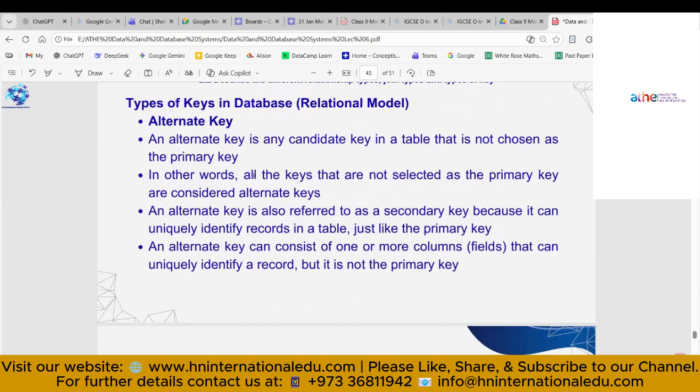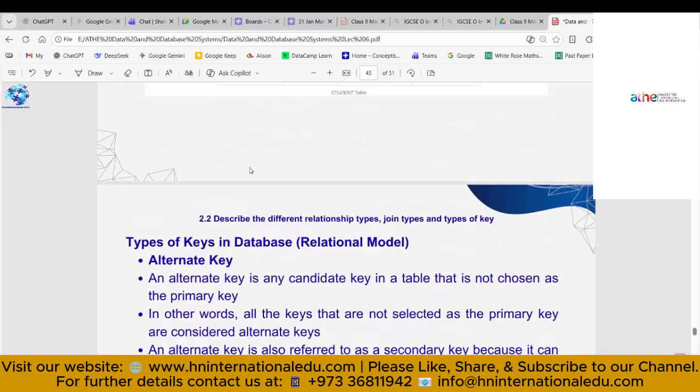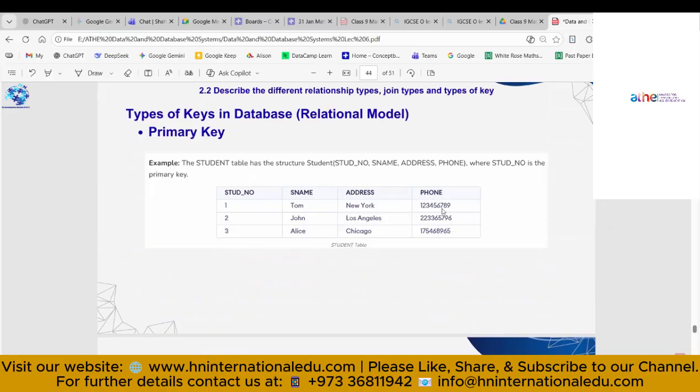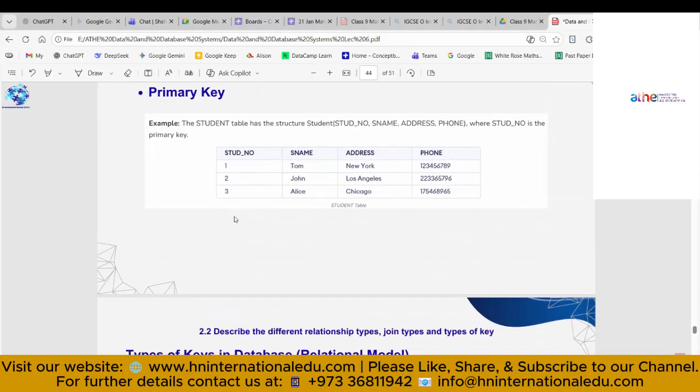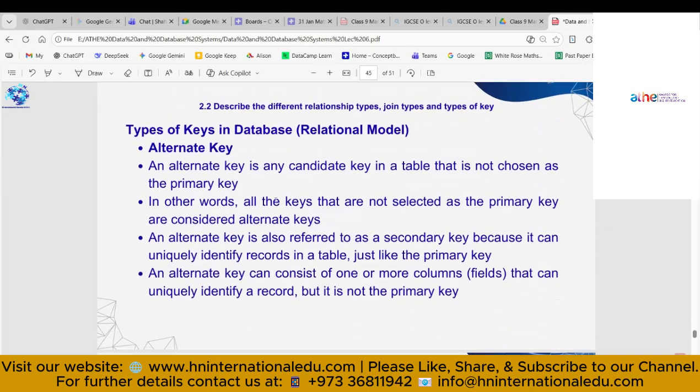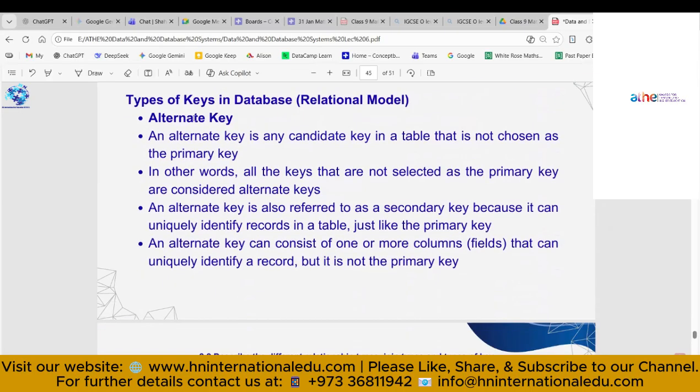Okay. So what about the alternate key? An alternate key is any candidate key in a table that is not chosen as a primary key. So for example, in this case, you can choose phone. You can choose the phone column to act as your alternate key instead of the student number, which is your primary key. In other words, all the keys that are not selected as the primary key are considered alternate keys, because the word alternate literally means alternate, right?